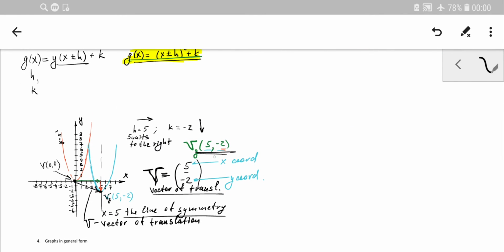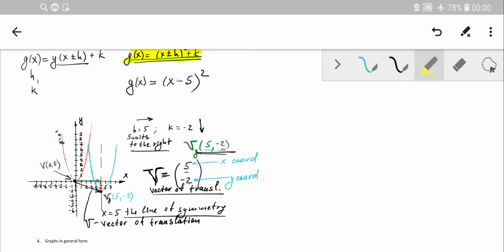Okay, we translated 5 units to the right, so that's why your equation for g(x) should look like (x - 5) squared. That means we translated 5 units to the right. So here is the minus. Be careful. Here is the minus because minus tells you it's shifted to the right. While here 5 stays positive because 5 is positive for the x shift.